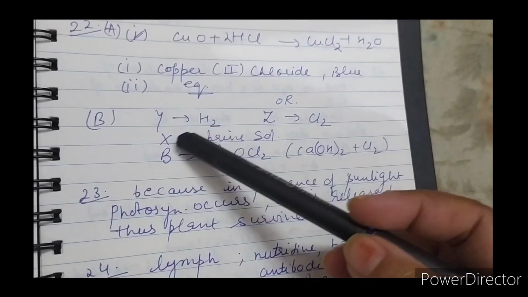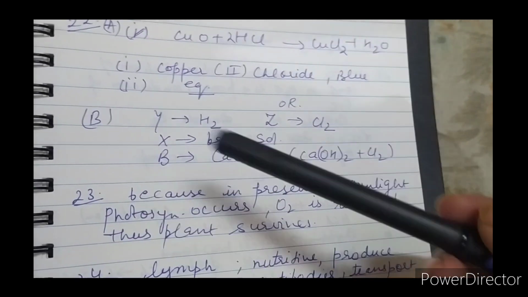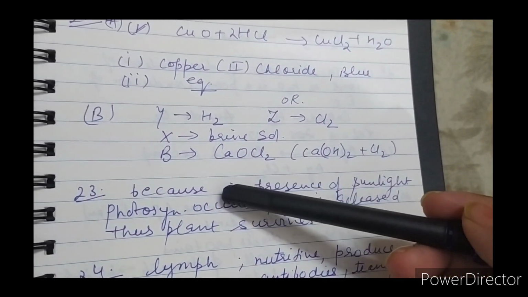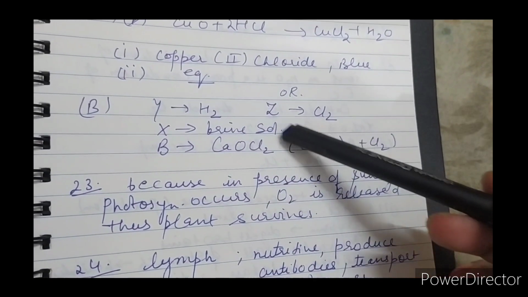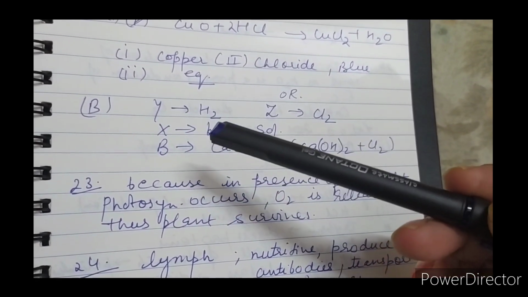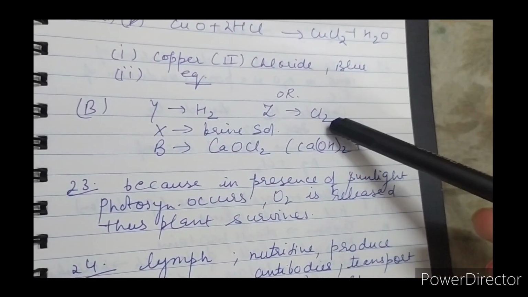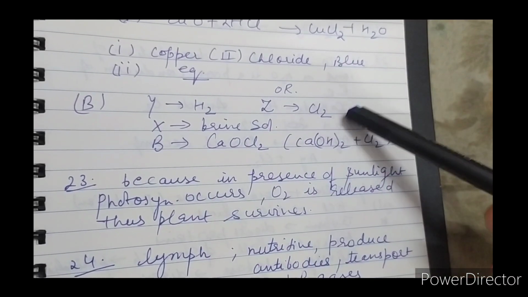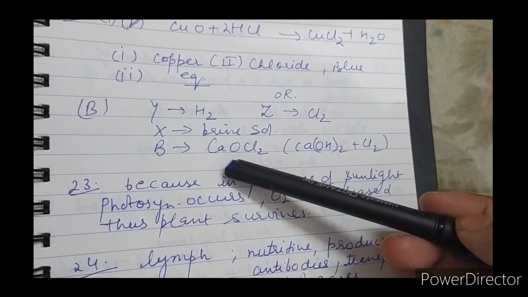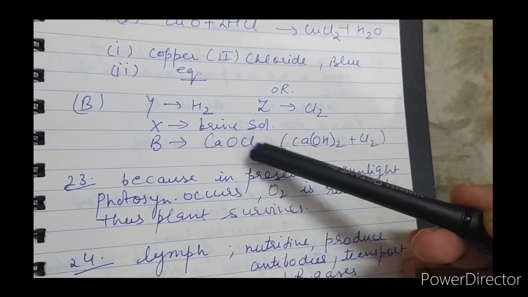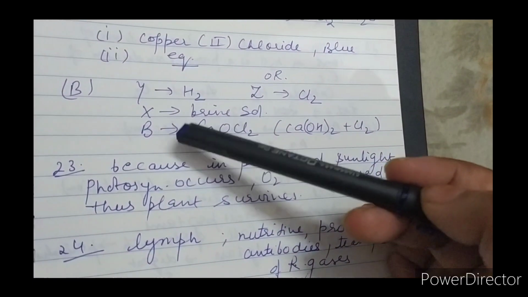Part B, they have asked you to identify Y, Z, X and B. Electrolysis of brine solution has been given. So X is brine solution. At cathode you will get hydrogen gas, at anode you will get chlorine gas, and when it reacts with slaked lime it will give you bleaching powder. So that is the substance B.